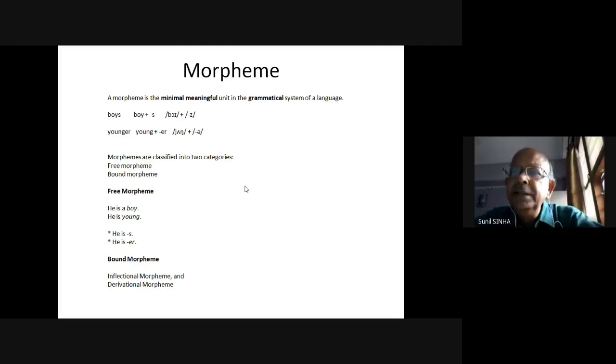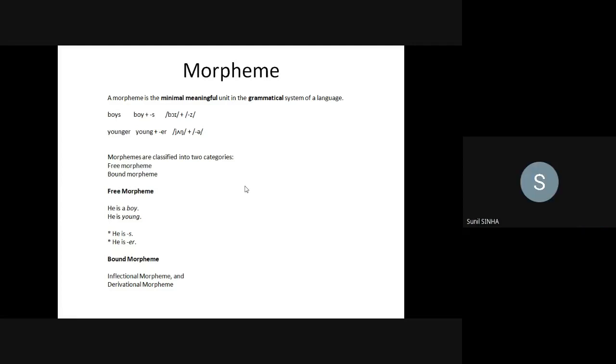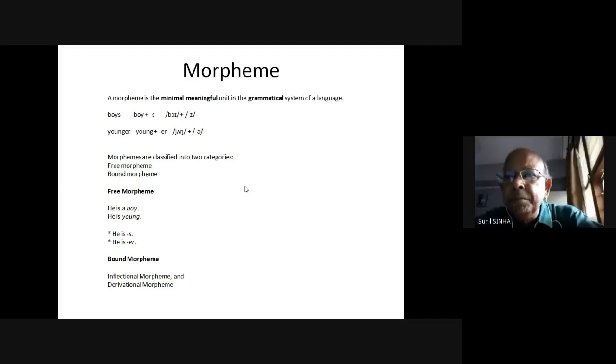And if we think of minimal, meaningful, then boy is minimal and meaningful. Similarly, young is minimal and meaningful. Minimal, that is the smallest unit, and meaningful, that it has a meaning, right? So boy is minimal, meaningful, and young is minimal, meaningful. I'll talk about the and later.